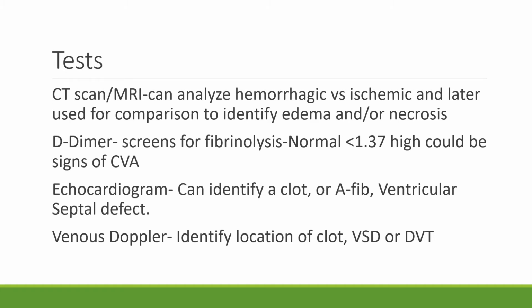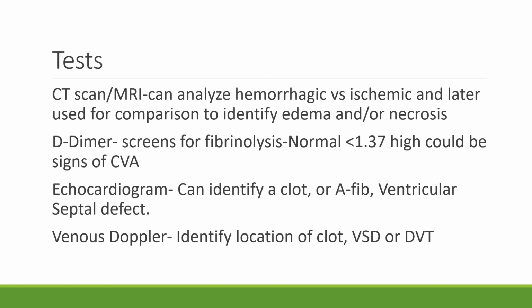So CT scans are our gold standard. MRI can also help analyze, but it's not as fast, and it's not available as readily as a CT scan is. But they can use it for later on to compare and identify edema or necrosis. So the very first test they have done is that CAT scan to analyze whether it's hemorrhagic or ischemic.